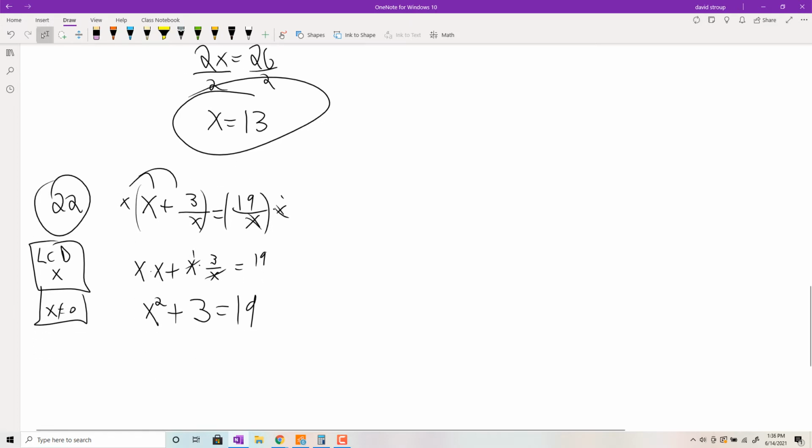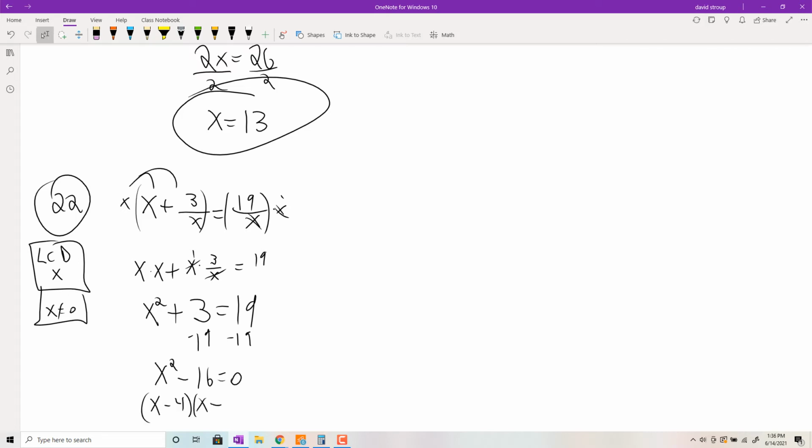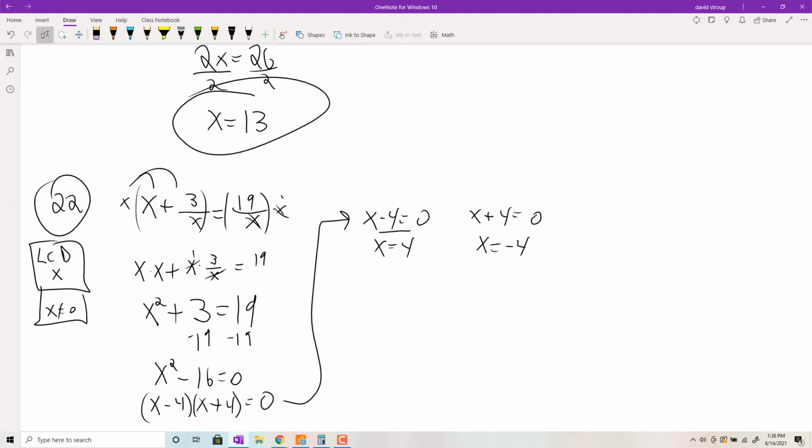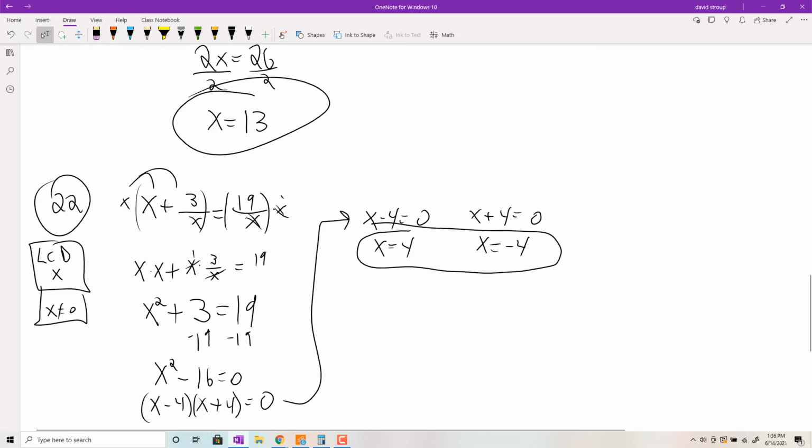Move the 19. So this is quadratic, right? So you don't want to move the 3. You want to move the 19 to set it equal to 0. So I'm going to move the minus 19. x squared minus 16 is 0. That's a difference of squares. So I can rewrite that as x minus 4 times x plus 4. And then you set each equal to 0 and solve. Okay, so x is 4 or x is -4. Check them against the restriction. The restriction is 0, so both of these solutions will work.